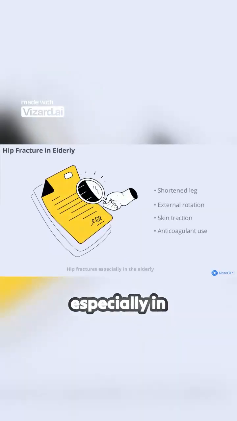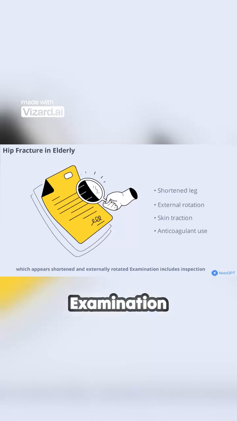Hip fractures, especially in the elderly, often occur after minor trauma due to osteoporosis. Patients can't move or stand on the affected leg, which appears shortened and externally rotated. Examination includes inspection, palpation for groin tenderness, and measuring limb length. X-rays reveal fractures at the femoral neck or trochanter.